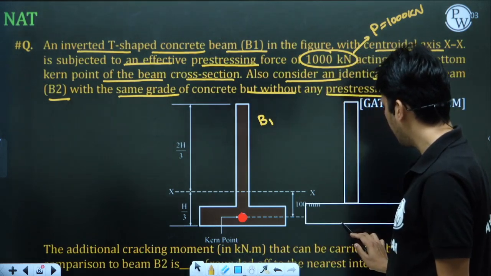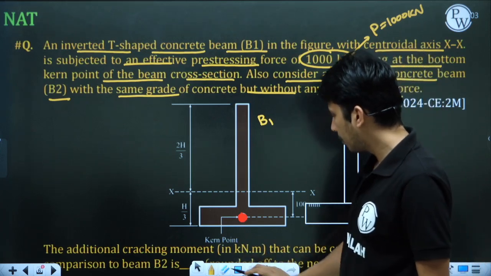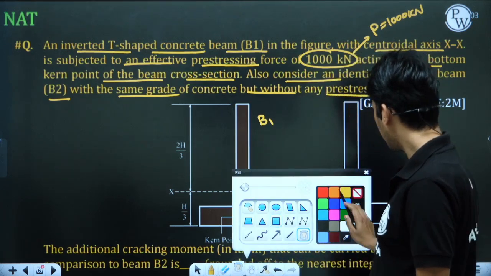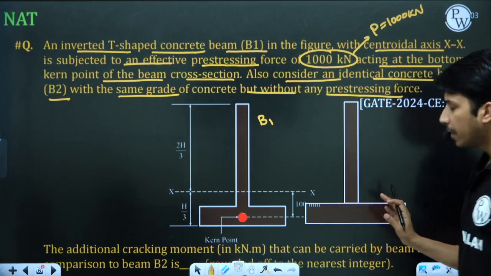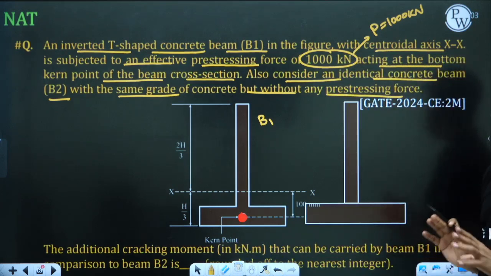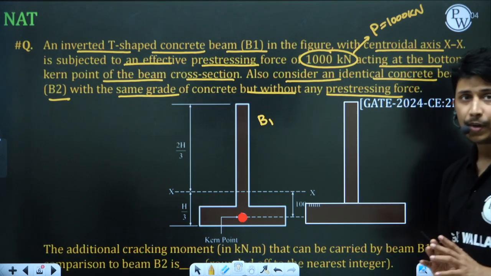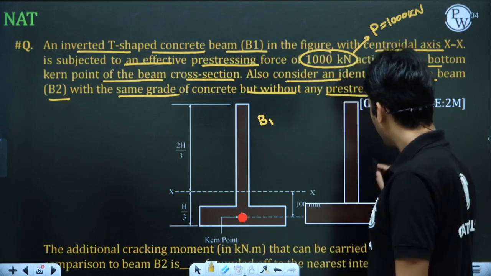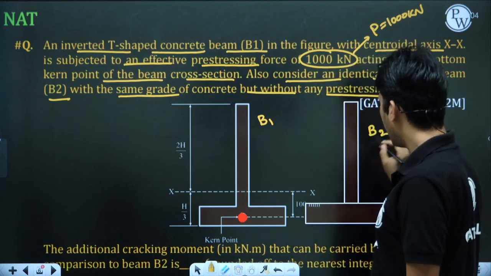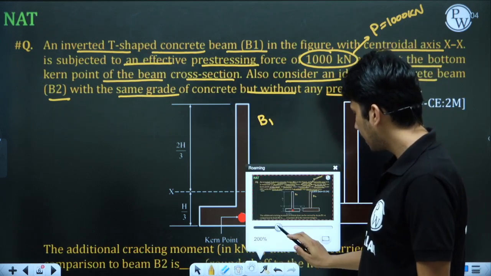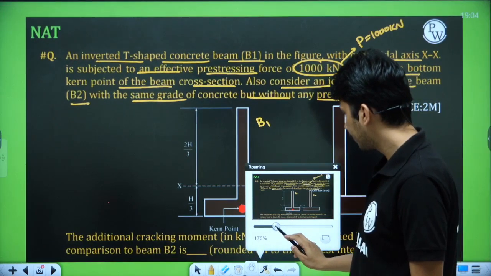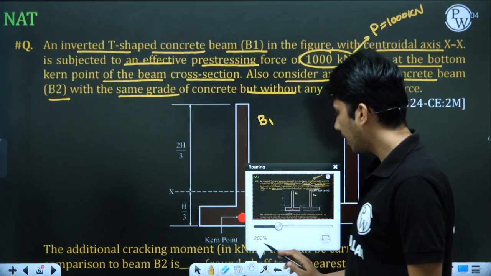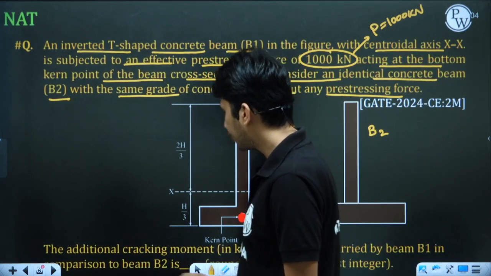So this is your B2 beam and it will not have any pre-stressing force, which means there will be no eccentricity here. In this beam there is no eccentricity and there will be no pre-stressing. Okay, so this is your beam B2. Now let us discuss what it is saying.